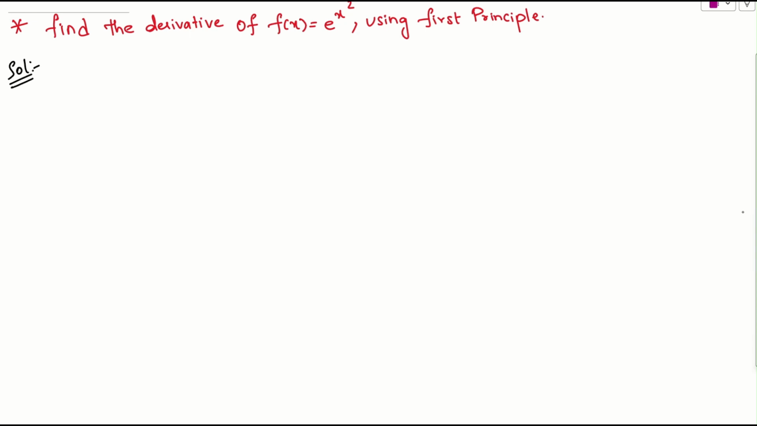Let us see what was the question given here. f of x is what? e power of x square. We need to differentiate this function with the help of first principle, or the definition if they ask you. Let us see how to do it.